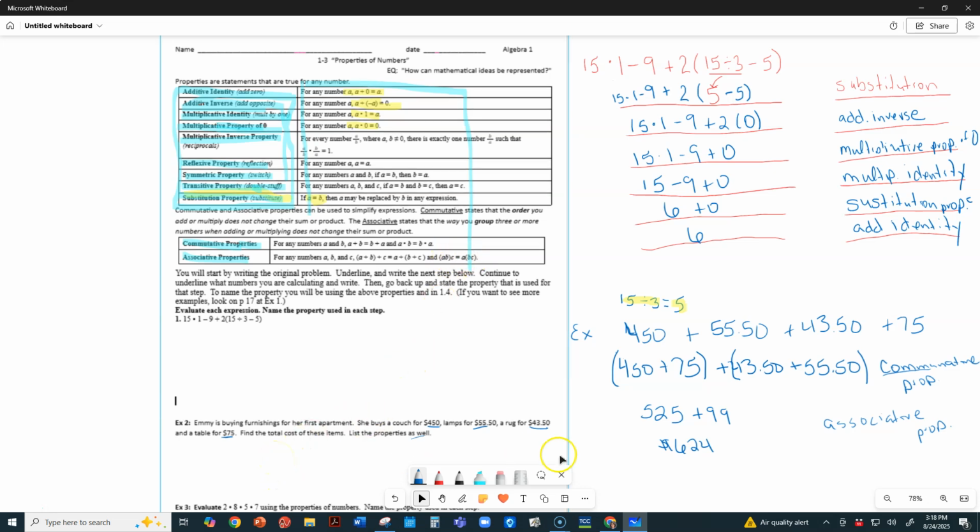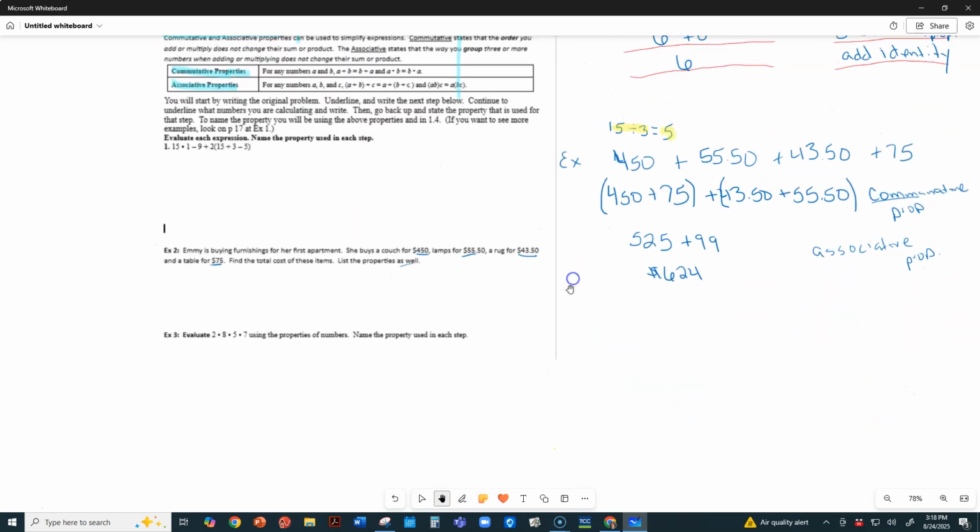Okay, and the same thing is true for the last example on this page. We've got 2 times 8 times 5 times 7. It might be easier to do 2 times 5 and then 8 times 7. That is the commutative property. And you can multiply 2 times 5 and get 10, and then we can do 8 times 7 and get 56, and that's the associative property that lets us do those two first and then do those two. 10 times 56 would be 560.